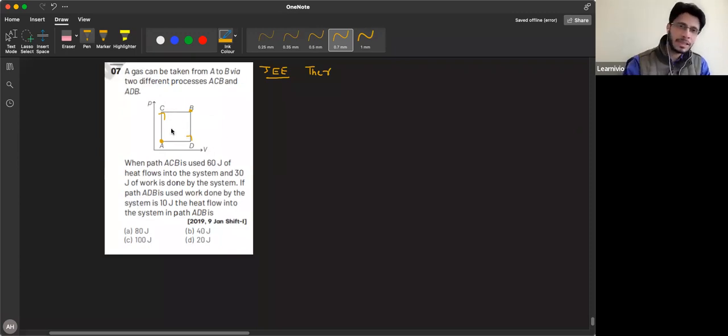So for both the paths ACB as well as ADB, the change in internal energy. You can say the change in internal energy for the path ACB is equal to the change in internal energy for the second, because internal energy depends only on the initial and the final configuration of the system.